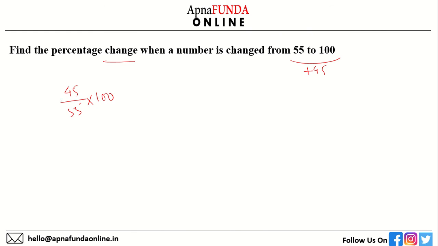Again, this we divide by 5. This will give me 9. This will give me 11. 9 by 11 into 100. If you have seen and if you have memorized the percentage values, you will immediately know that 9 by 11 will mean 81.81%. This is my answer.